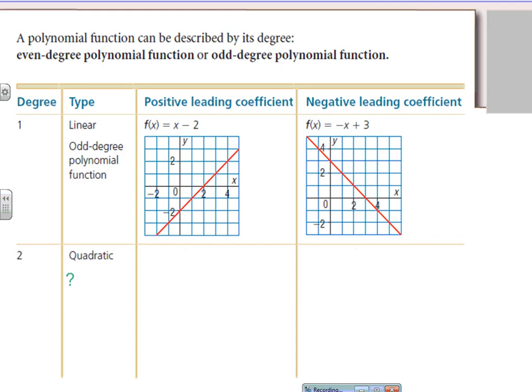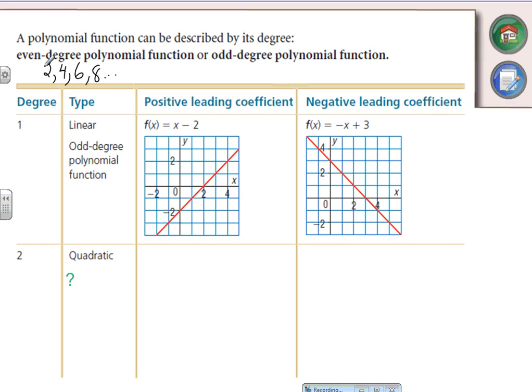Okay, so a polynomial function can be described by its degree: an even degree function or an odd degree function. Even degree means you've got x to the 2, 4, 6, 8 as the highest exponent. An odd degree function is going to have an odd exponent, a 1, 3, 5, 7, 9, as the highest exponent.